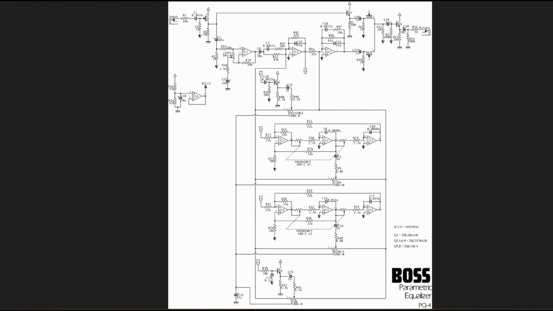So the last big piece of this is the actual semi-parametric band, of which there are two here, and this is our semi-parametric band. This is one band here, and this is another band here. And the way that these work is that we've got 3 op-amp stages, and we are setting them up in such a way that we are buffering the signal here.